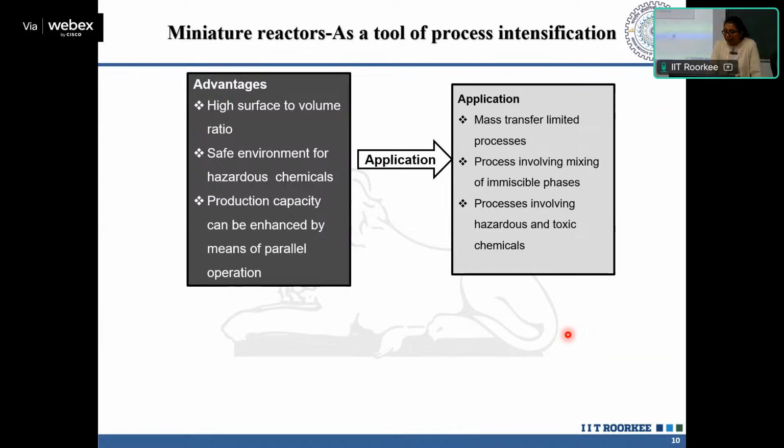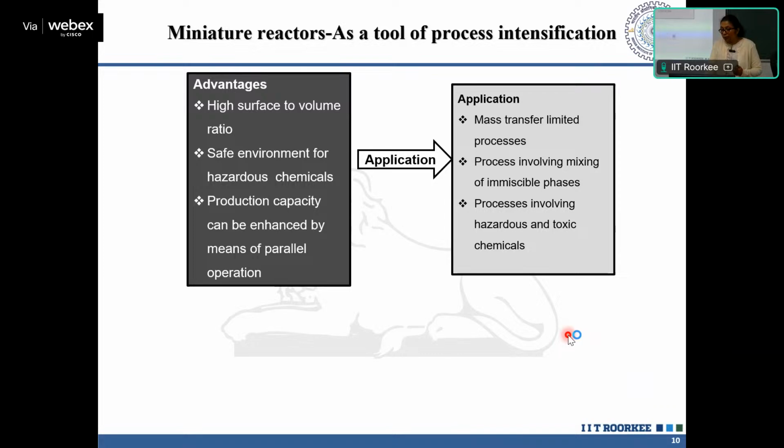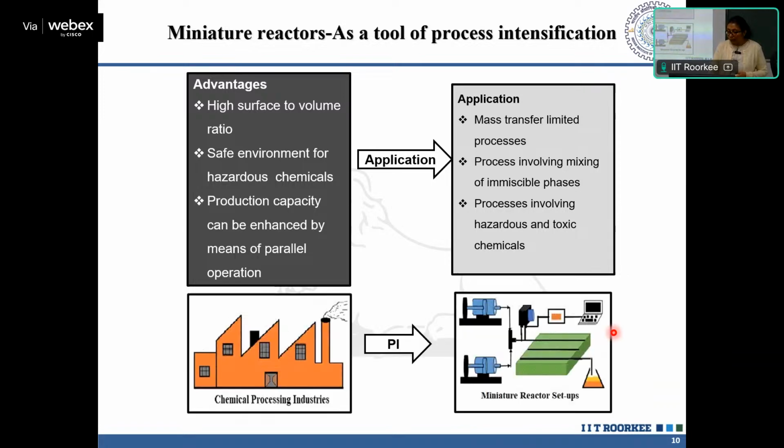So first of all, why the miniature reactors? This is already, I guess, known to you. They are used for high surface to volume ratio, safe environment of operation, and they enhance mass transfer, any transfer process for that matter, and that is why they are used as a tool of process intensification. Okay, so we are moving now to the miniature reactors.